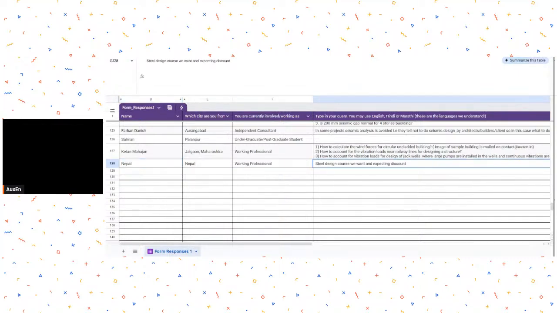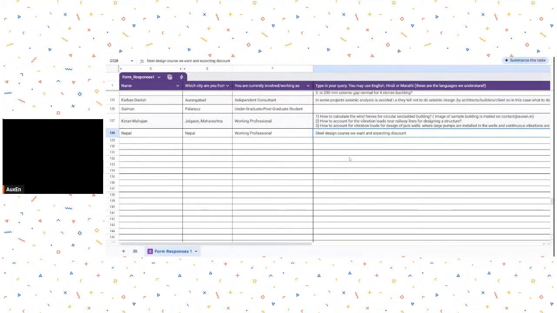Steel design course we want and expecting discount. Yeah, so you can start with our basic course in steel design that we have conducted, and it's a very good course if you want to learn steel design from the basics. We have gone a lot in depth with that course, so you could start with that course. Discounts, we don't have any policy of offering discounts to anyone, so there will be no discount. But yes, you can have a look at our course on our website. Okay, so that was his question.